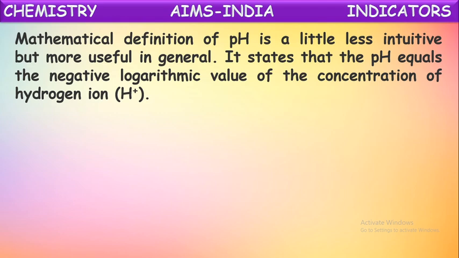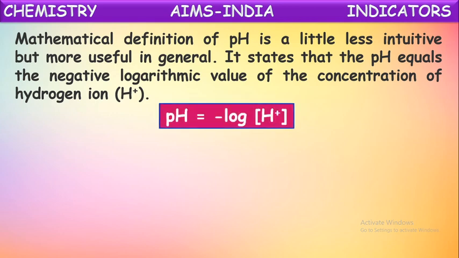Mathematical definition of pH is a little less intuitive but more useful in general. It states that pH equals the negative logarithmic value of the concentration of hydrogen ions. So if we know the concentration of hydrogen ions in a solution, then we can determine its pH value by taking the formula negative logarithm of H plus ion concentration. So by knowing the pH number, we can determine its acidic or basic nature as well as its strength also.